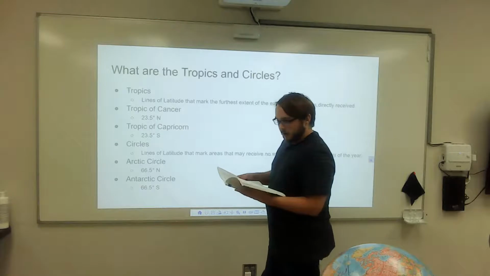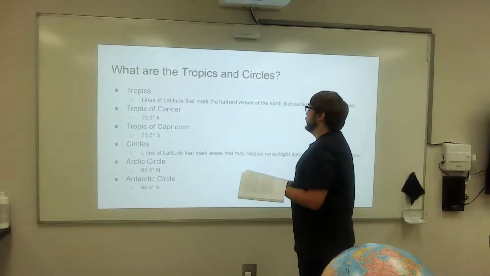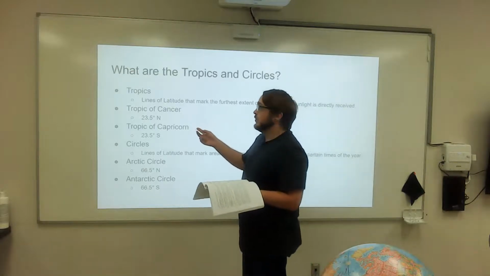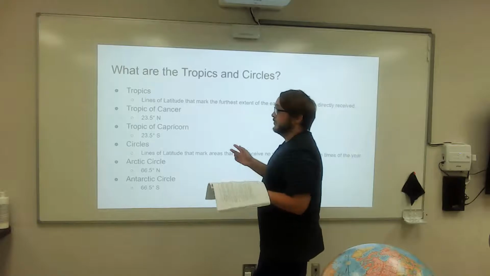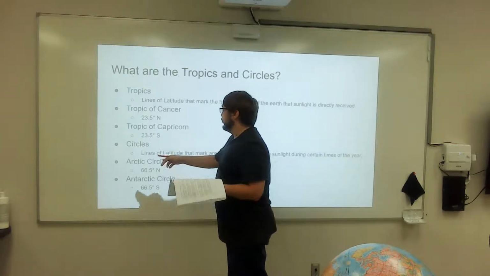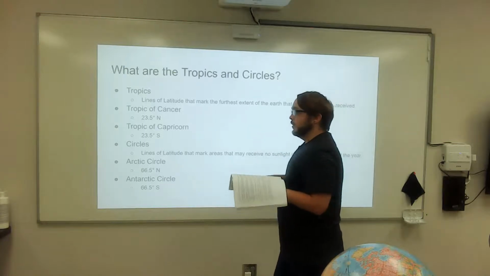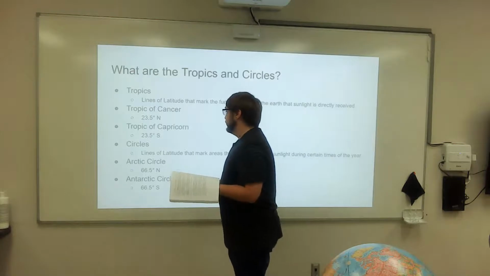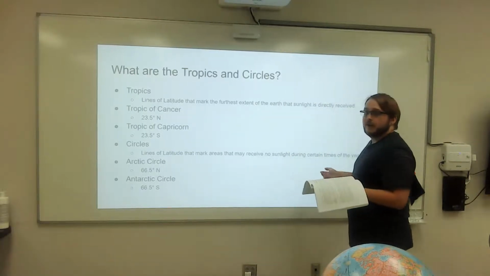All right, so in Lab 4, we also cover the tropics and the circles. So what are the tropics and the circles? The tropics are lines of latitude that mark the furthest extent that the Earth receives direct sunlight. So we have the Tropic of Cancer, at around 23.5 degrees north, and the same for the Tropic of Capricorn, which is inversely 23.5 degrees south. So inversely, the circles are lines of latitude which mark areas that may receive no sunlight during certain times of the year.